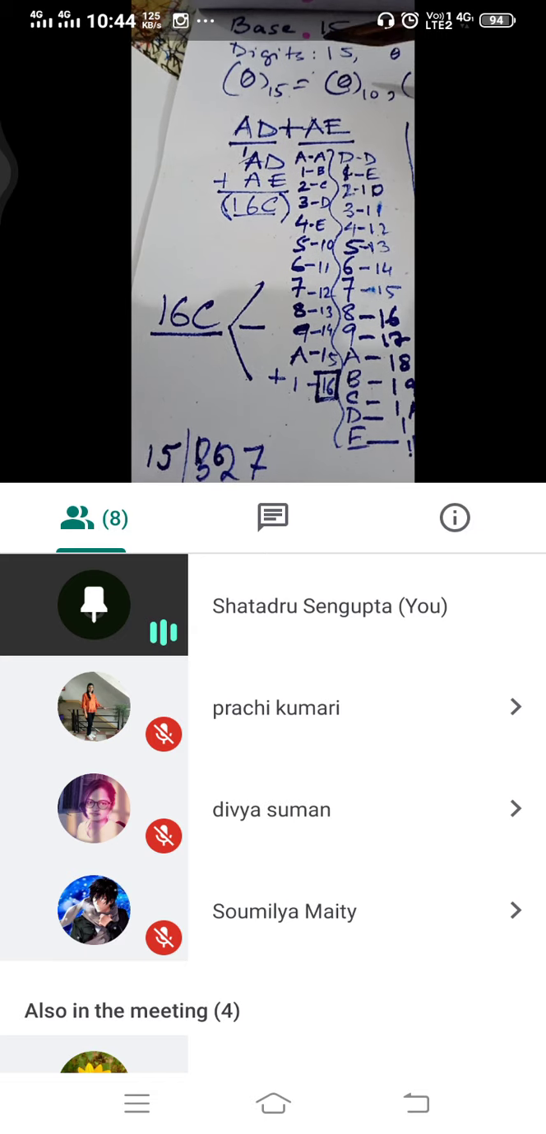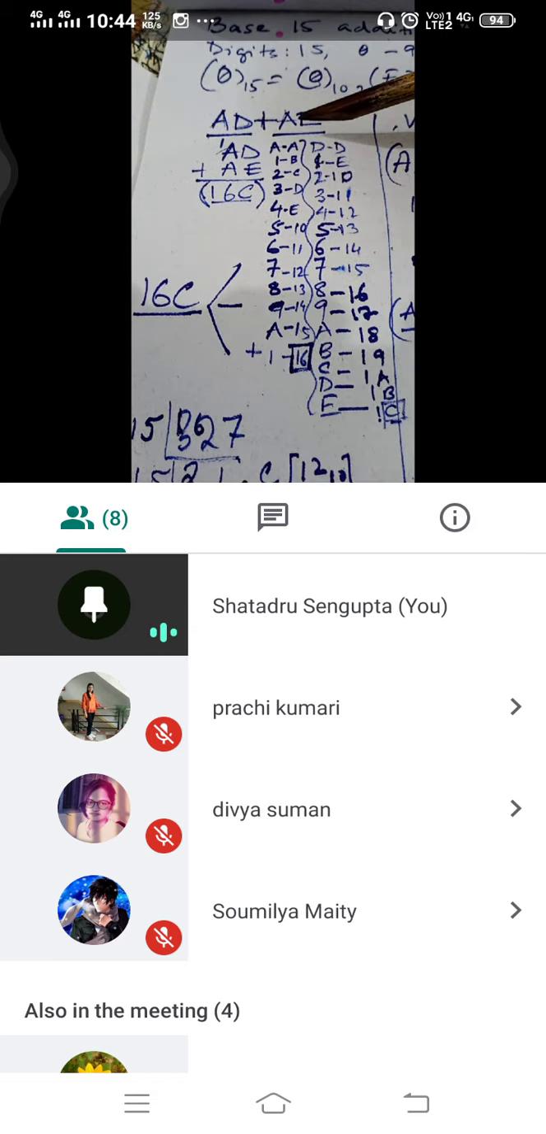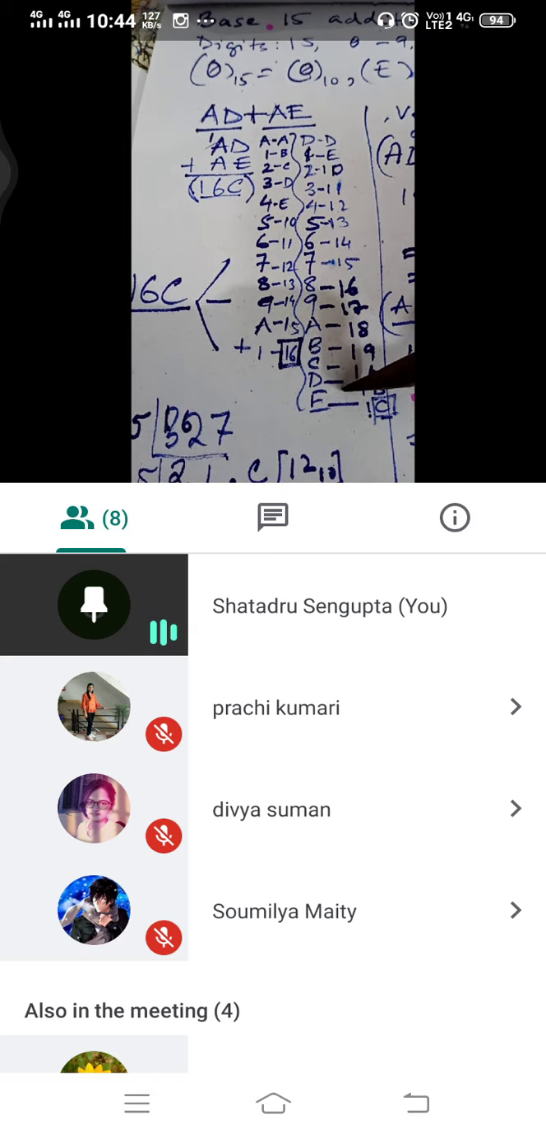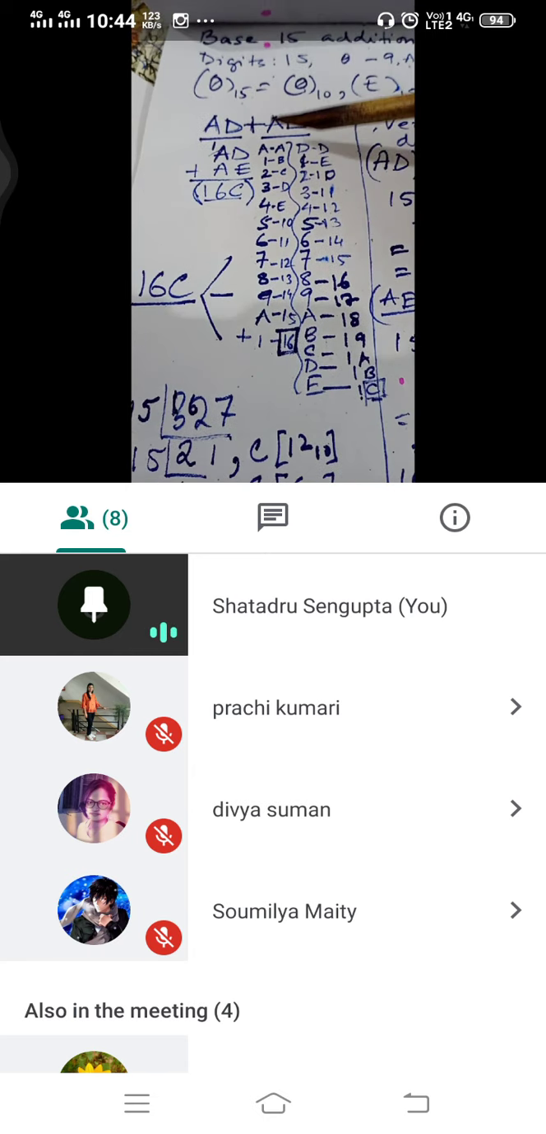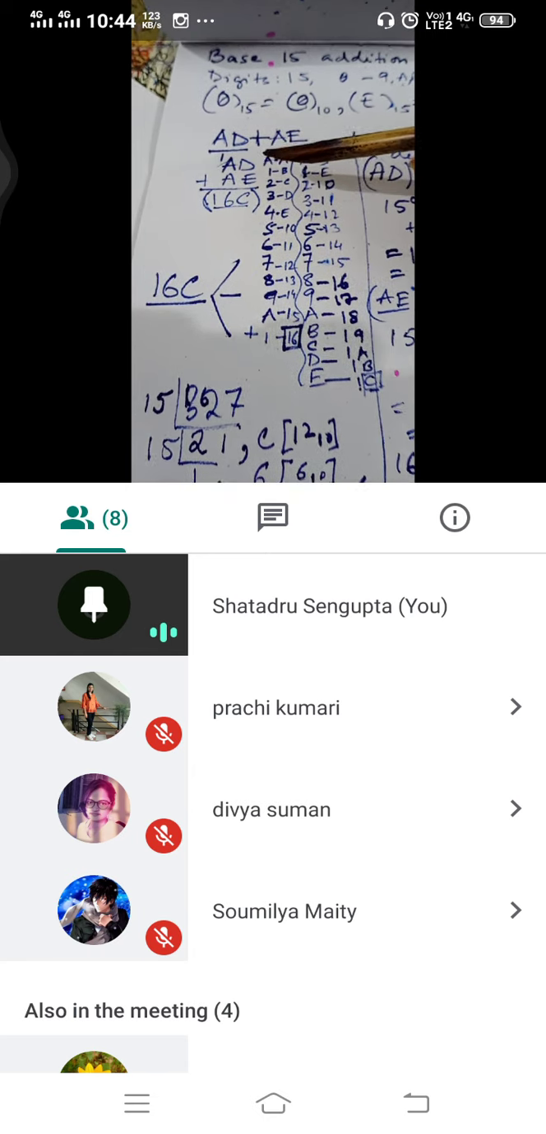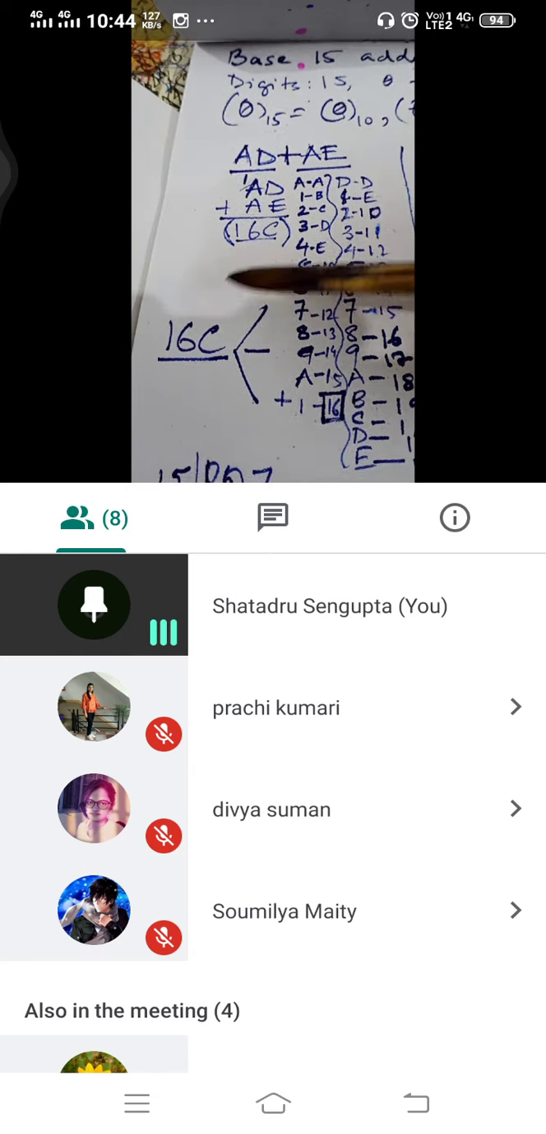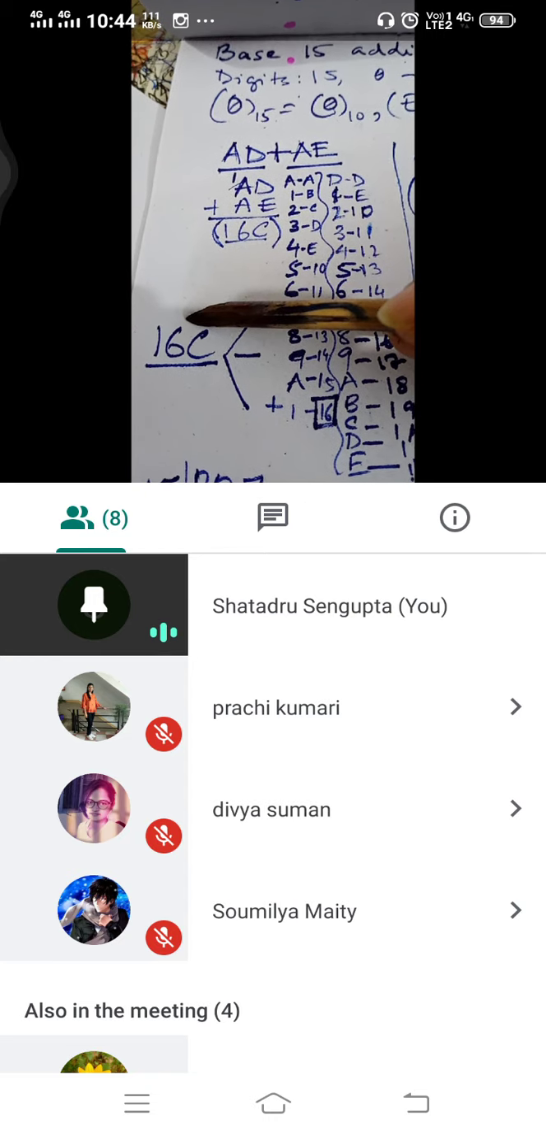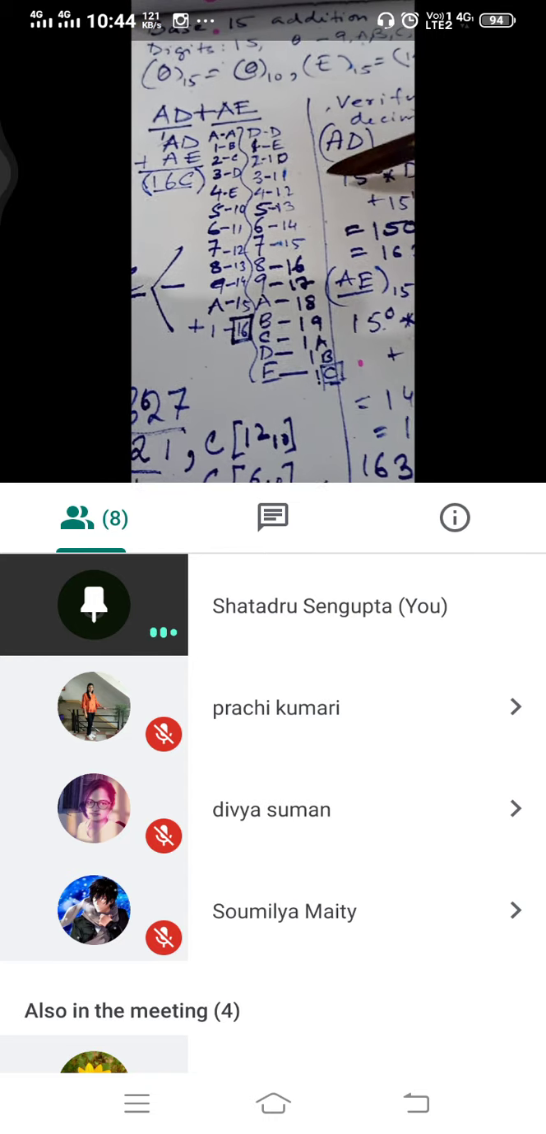It would be a different result altogether if we were following hexadecimal, because we would have one more here. That could have been a different result altogether, if we exceeded. But in this case, in pentadecimal, we are having 16C.